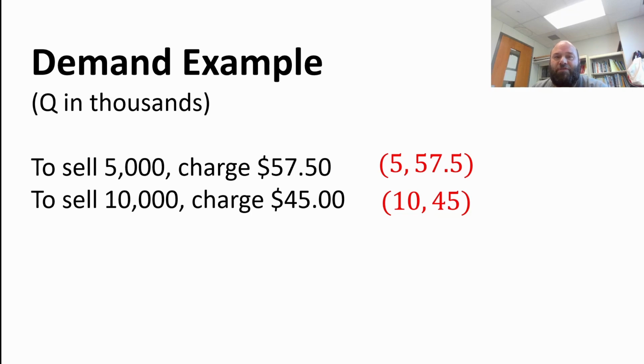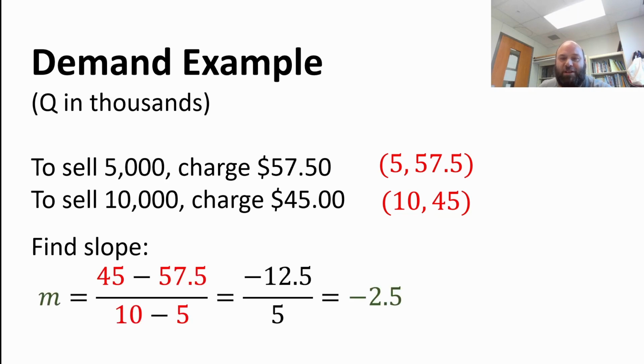So now what we've done is we've turned this contextualized problem into the same problem we just solved without context: find the equation of a linear function between 2 points. So we do the same thing. First we find the slope. The slope is rise, which is 45 minus 57.5, over run, which is 10 minus 5. As before, notice the 10 in the run goes with the 45 in the rise. The 5 in the run goes with the 57.5 in the rise. You could do it in either order. You just have to be consistent.